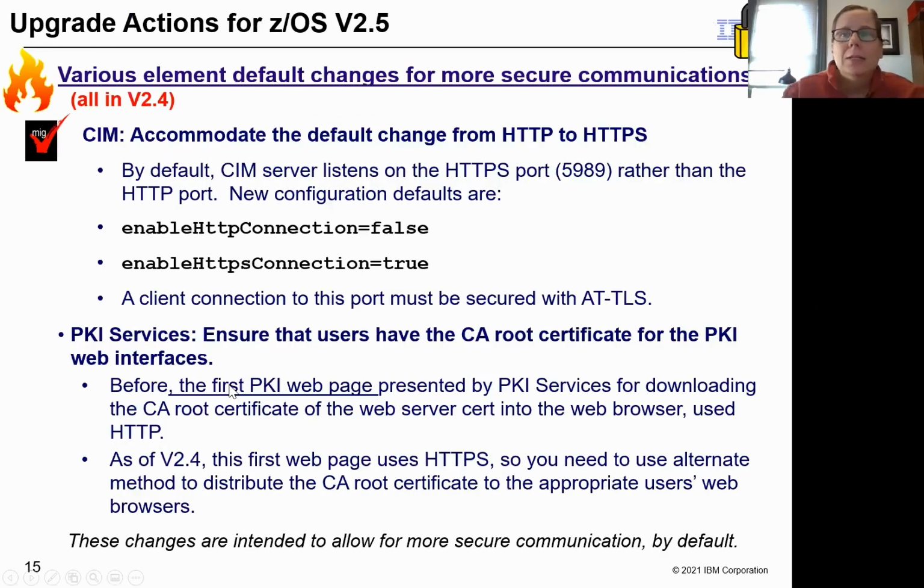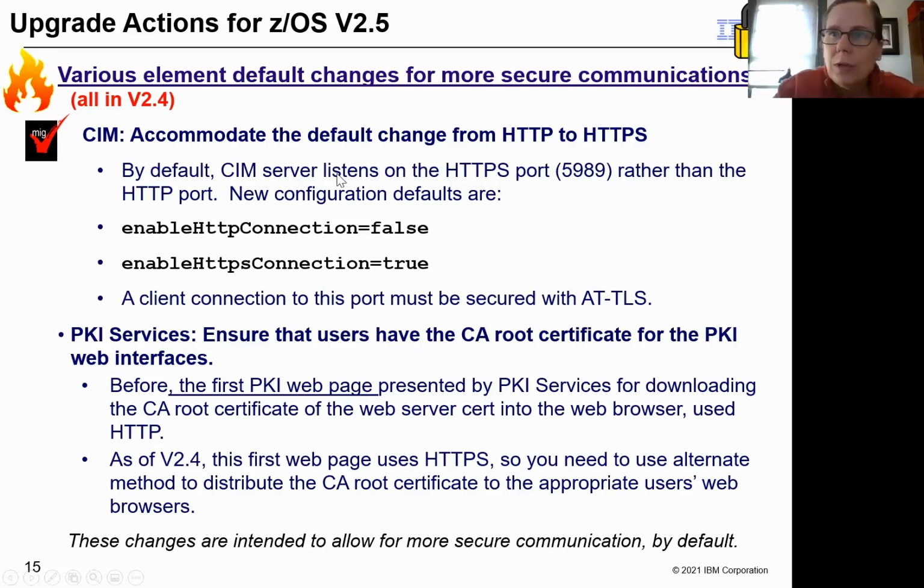All right. The next thing is some default Communications Server types of changes to make it more secure. These are all back on z/OS 2.4, and I do like to talk about this in the 2.5 presentation because I want to make sure that you're aware that these defaults change. If you haven't been paying attention, I think it's good to know this was going on. I've made this a fire item because there's sometimes some extra work that might need to be done. The first one is SIM.